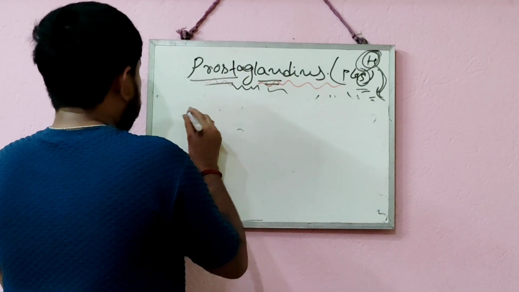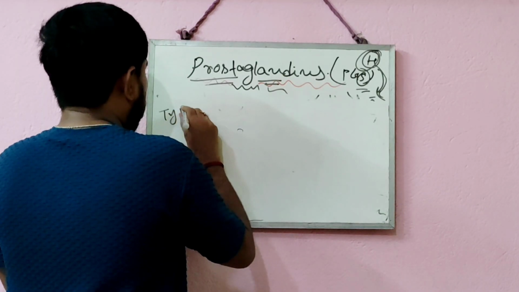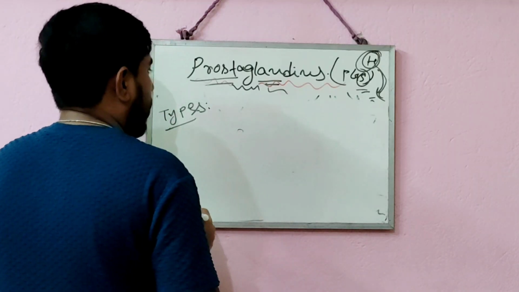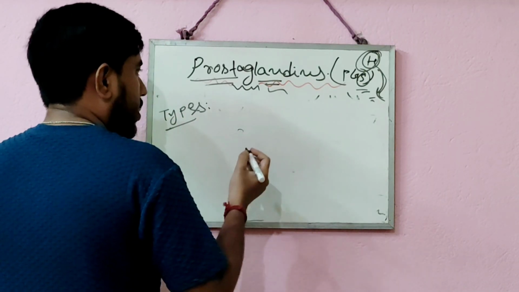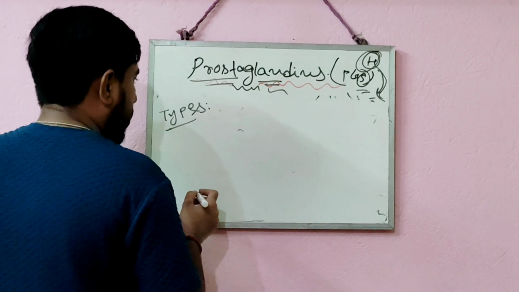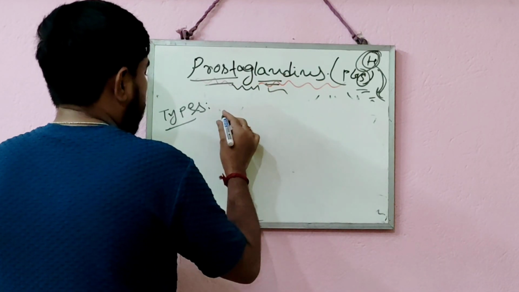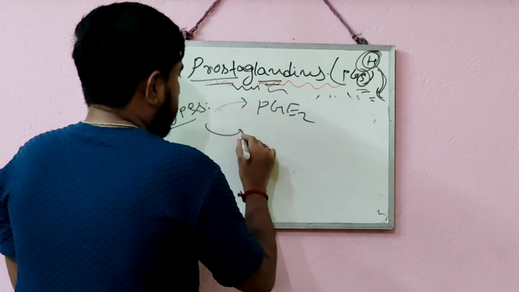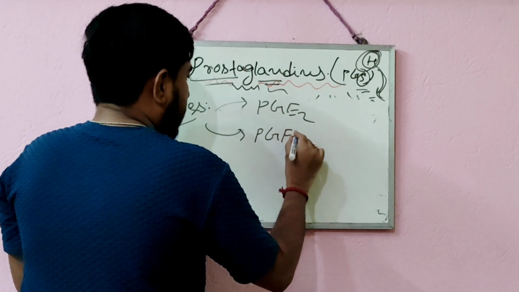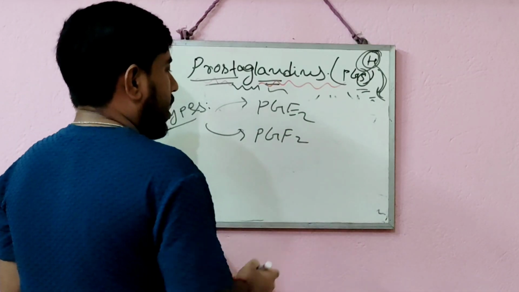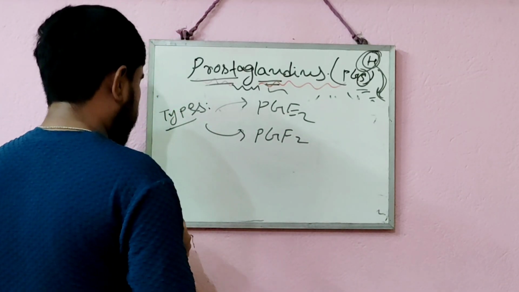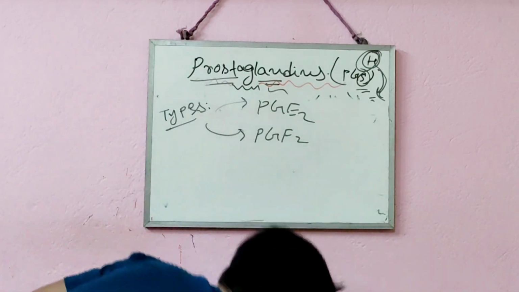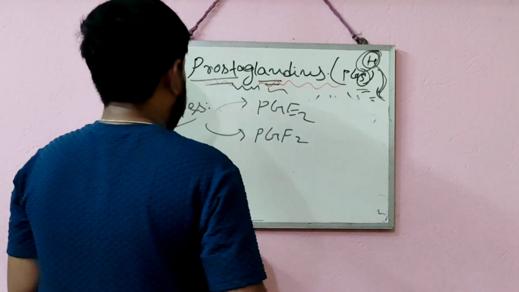So next, just remember there are different types of prostaglandin that I am going to discuss when I tell you about the different analogs or drugs. At that time I will tell you the clear classification of prostaglandin, but for now just remember prostaglandins are generally of two types: one is PGE2 and the second one is PGF2. Besides PGE2 and PGF2, there are different analogs, classifications or subclasses, which I am going to discuss in the next slide when I discuss the analogs of prostaglandin.